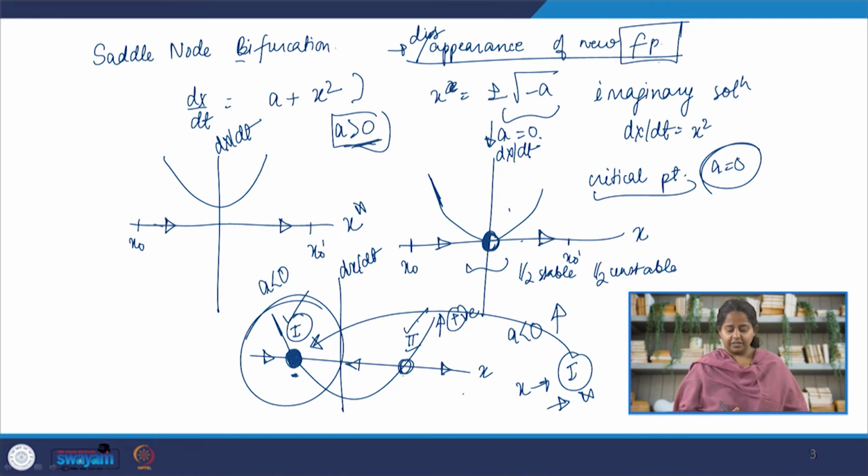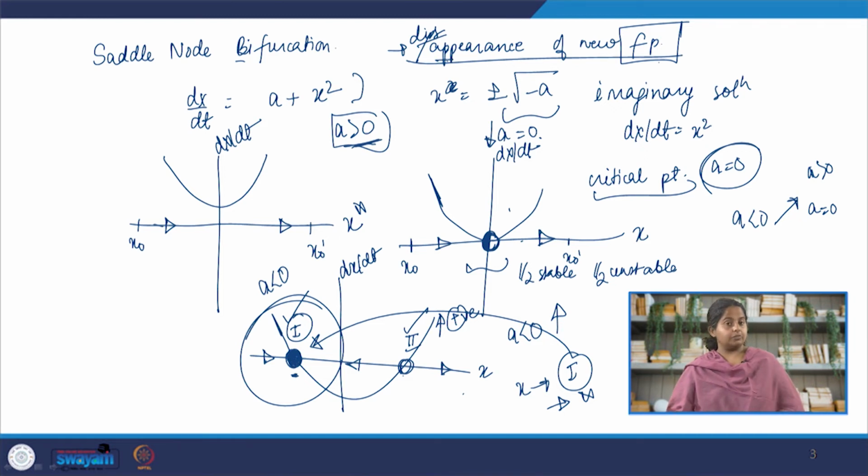Now if we start with a negative value of a and then we increase a to a positive value through 0, we will say that the fixed points disappeared. That's why when we define saddle node bifurcation, we talk about either the disappearance or the appearance of fixed points.